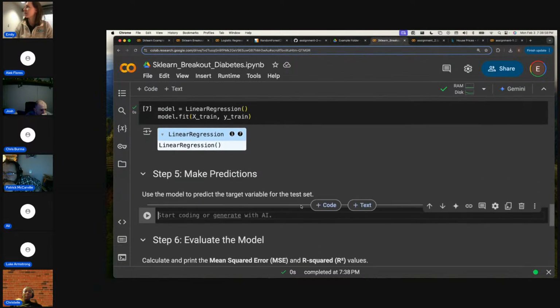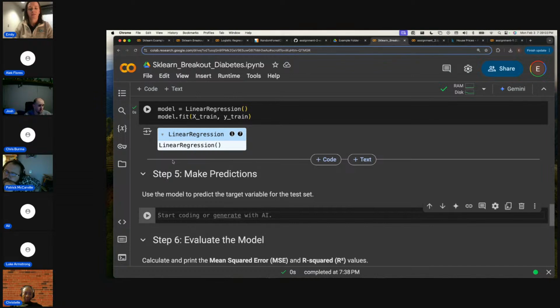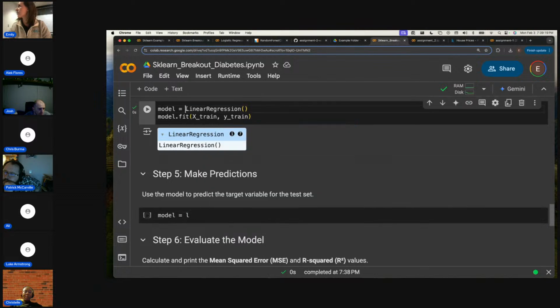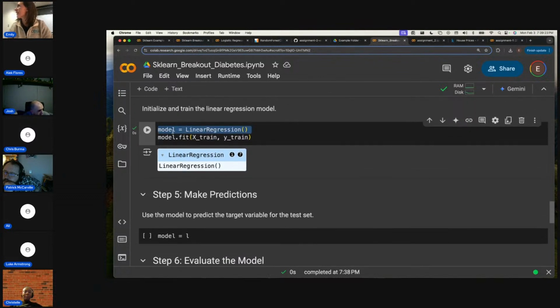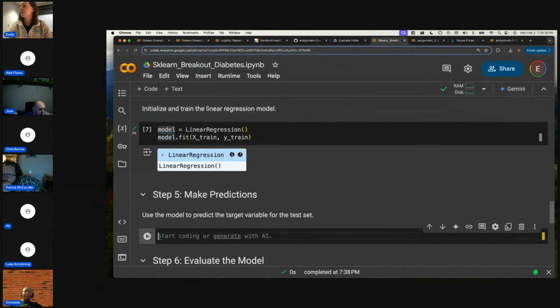All right, how do we make predictions with this model? Model equals linear regression. So we have our model equals linear regression. Oh, I think you were answering the question before. You're good. We fit this model and we trained it. How can we use model to make predictions?